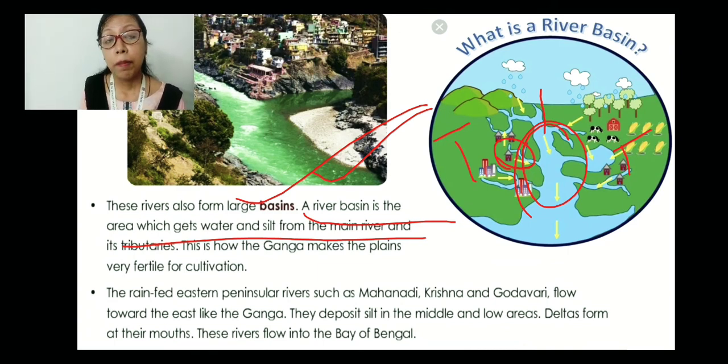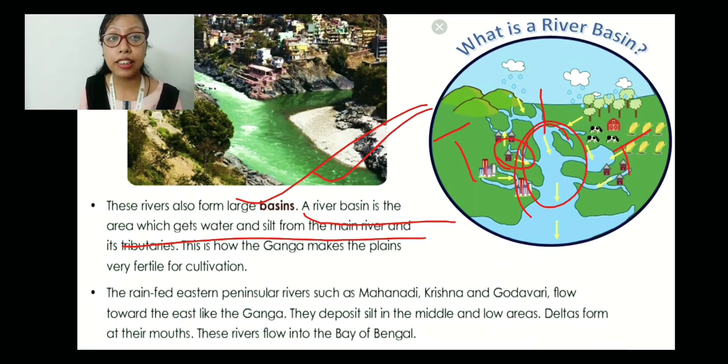Now, Mahanadi, I have given you the picture of the map. There is already mentioned the tributaries and the rivers. As you can see, Mahanadi, Krishna and Godavari, they are in the southern part or the central part, right? So they move from there towards the Ganga. Ganga is in the north. So it is moving towards the Ganga, in the east. So it is moving towards the east, and it flows into the Ganga.